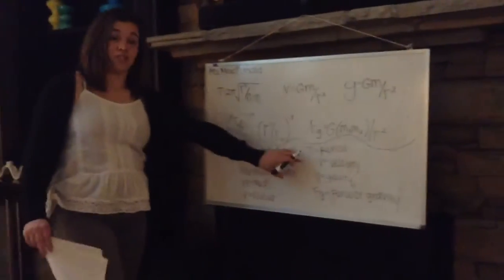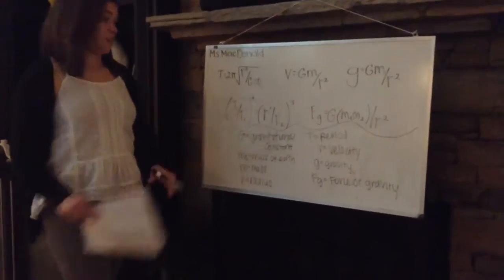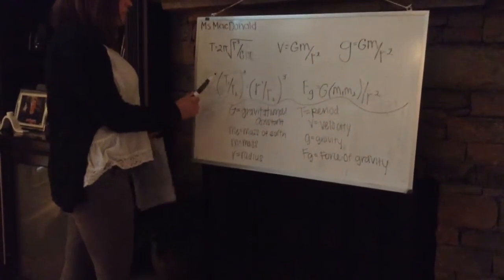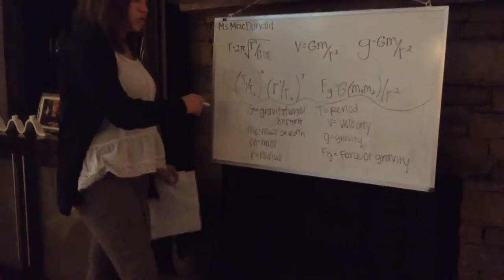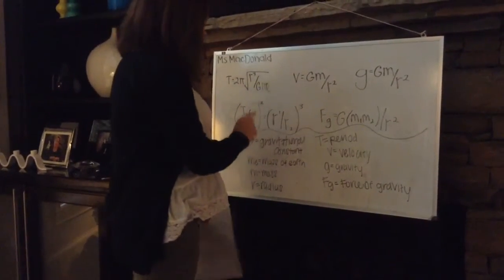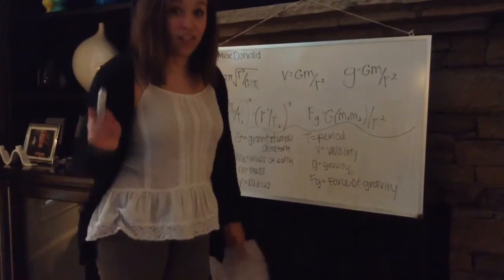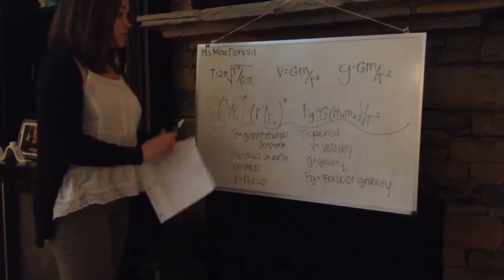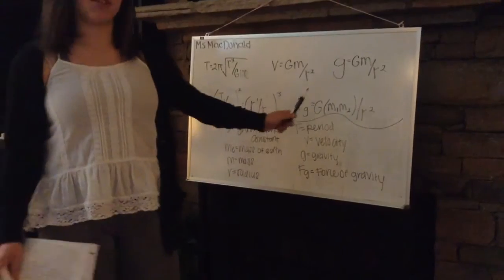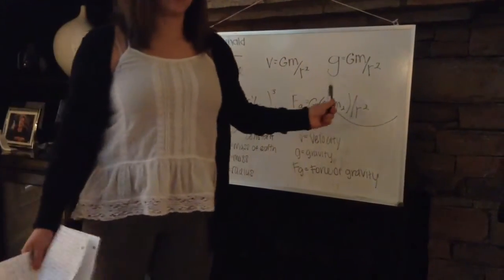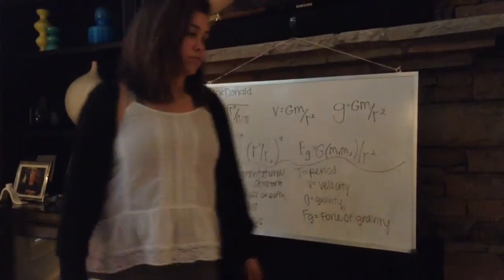You're getting my drift right now, right? Yeah. Now we have T1 over T2 squared equals R1 over R2. That one's starting to throw me for a loop, isn't it? Next we have Fg equals G times M1 M2 over R squared.